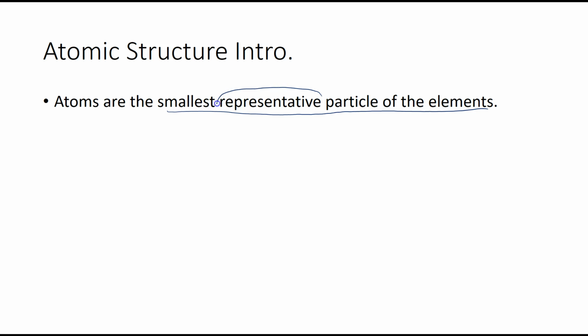And when I say representative particle, I mean that's the smallest particle you can get and still call it that something. So if I have a helium atom and I break that down, I get down to an atom of helium, and if I went any smaller than that atom, it's no longer helium. That's the way I think of it. They're the smallest representative particle, but of course we've got the protons, neutrons, electrons in that atom, and those are made up of even smaller things, and then things get all crazy weird when you get that small. But atoms are the smallest representative particles.